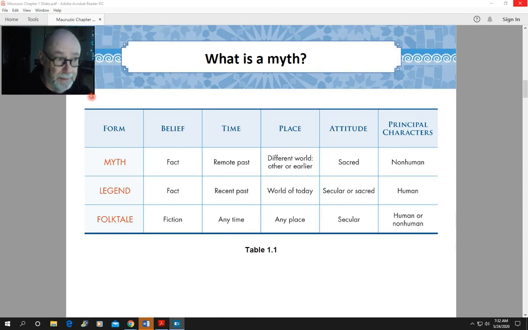Folktales, like Paul Bunyan, have fantastic characters, as in the Odyssey. They're fiction. They're intended for entertainment. We're not expected to believe that it actually happened or even necessarily could have happened. The setting is any time, and it's often once upon a time, right? But it could be, for instance, that the stories of Paul Bunyan are set as the United States is moving west.